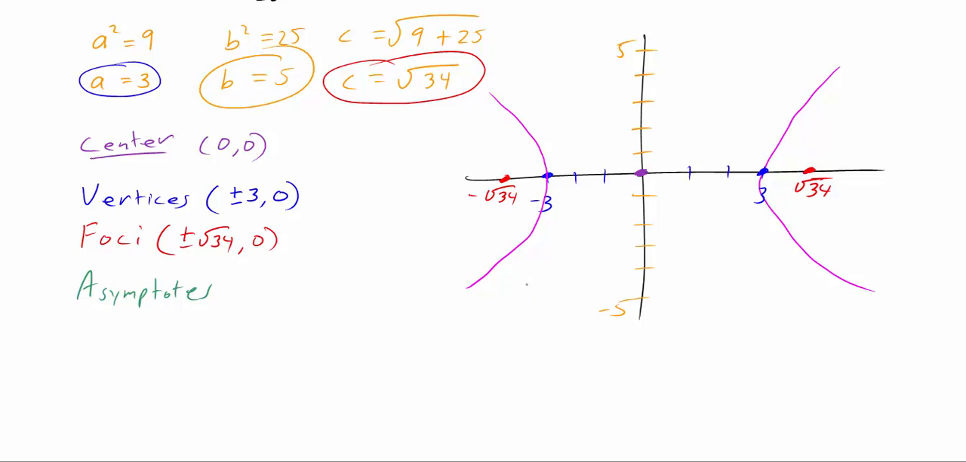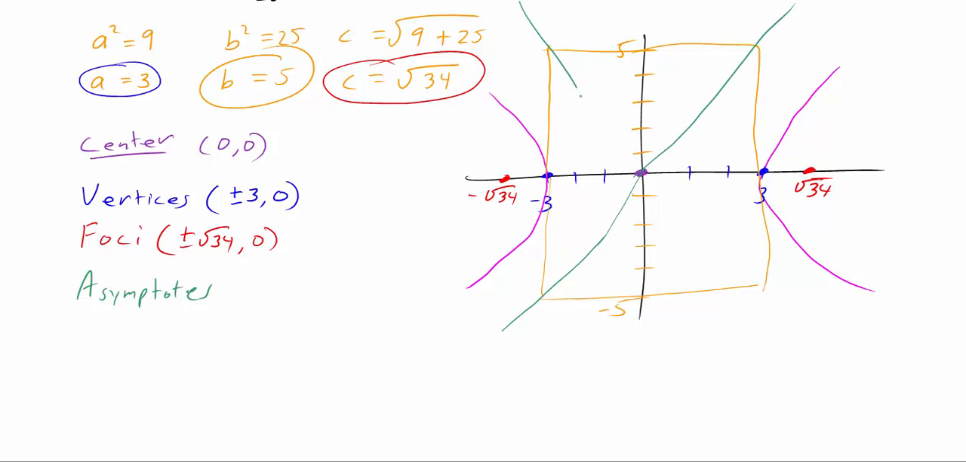So that means we're going to form our rectangle here, and our asymptotes then are going to cross through the corners, the center, and the other corner, okay? And what that shows, and this isn't quite drawn to scale here, is that as we go through our vertex here, it shows us how the graph is going to open up.